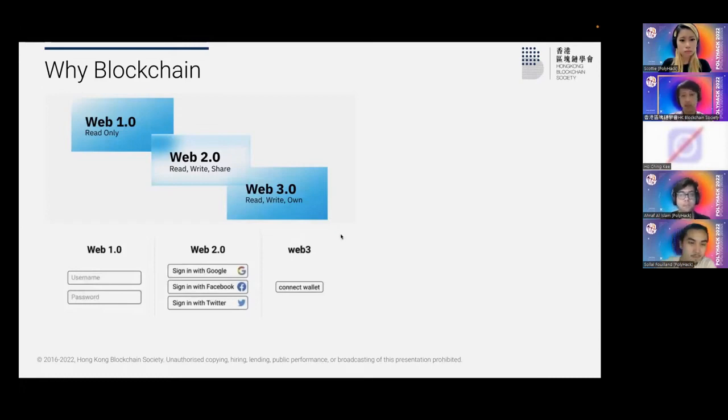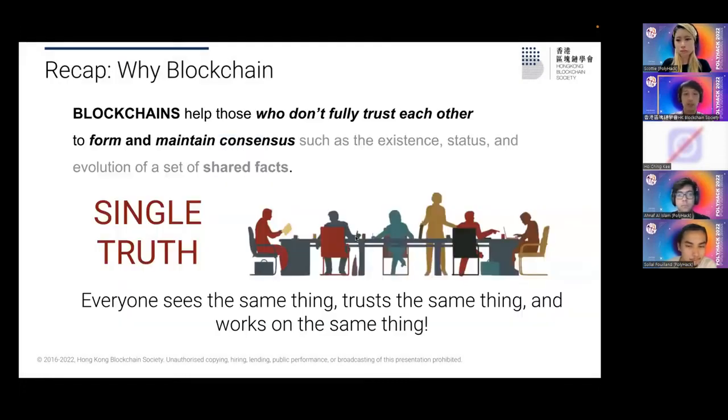And blockchain is just one component of this ecosystem. Now, what is blockchain? This is a recap.